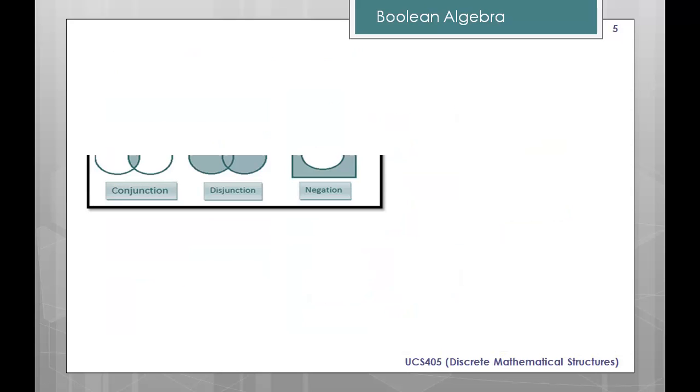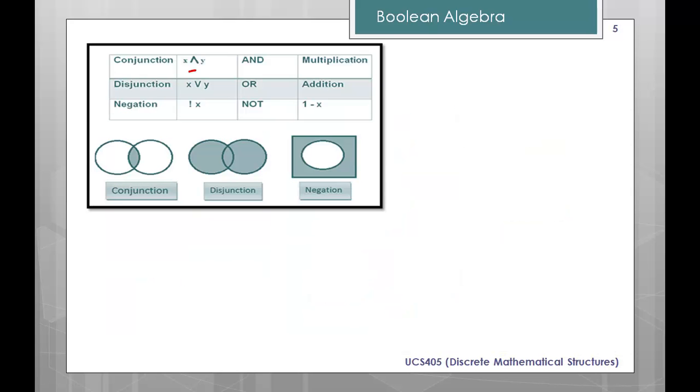Now next, and is denoted by this one symbol, or is denoted by this one symbol. Not is denoted by negation of x. It is 1 minus x. See the Venn diagram, conjunction, that is and, this is the common portion, or, that is disjunction, and last one is negation. Negation, if we want to find out for the one element, then that is 1 minus x.